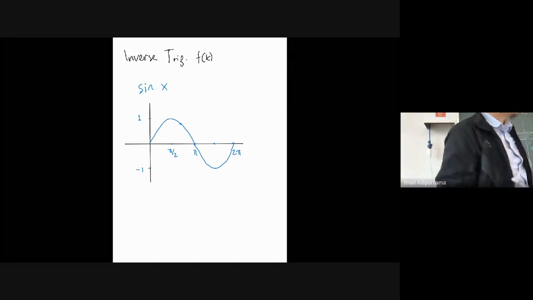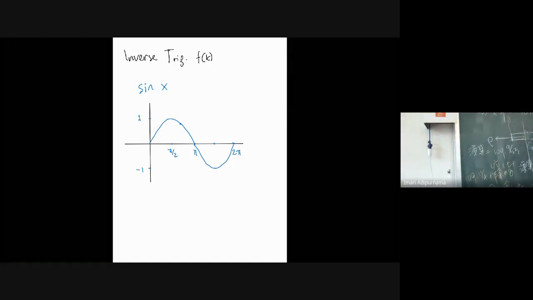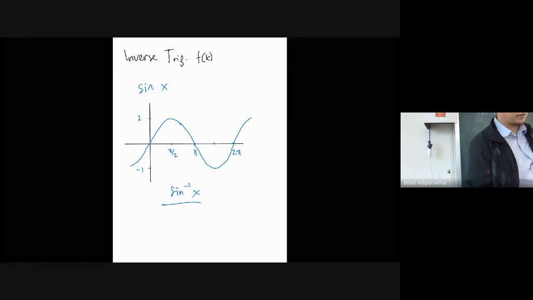If this is sine x, maybe I can draw more to the left and to the right, meaning in the whole x-axis you will have the sine x. Can you draw the sine inverse x? Do you know what inverse means?